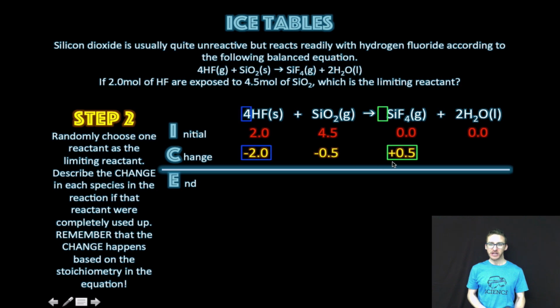Again, think about the change stoichiometrically. The ratio in the balanced chemical equation between HF and SiF4 is 4 to 1. Whatever amount of HF is consumed, a quarter amount of SiF4 is produced. And then finally, if I consume 2 moles of HF, I'll produce 1 mole of water. Again, use the coefficients to determine the change. 2 is half of 4. Whatever amount of HF I use, I'm going to produce half that amount of moles of water.